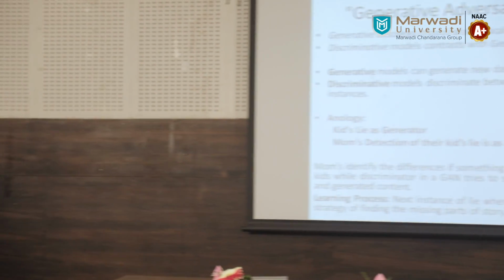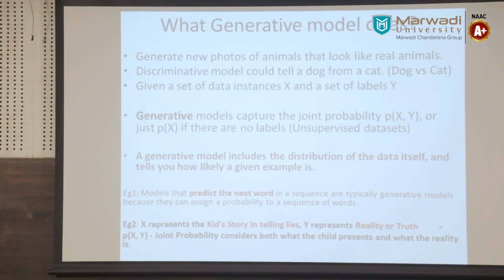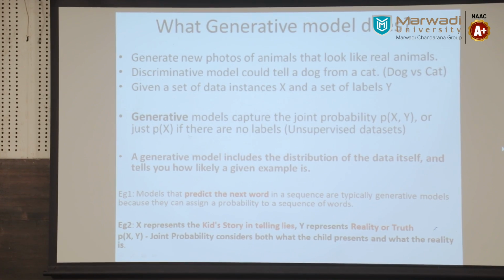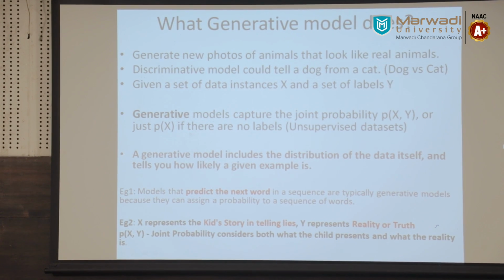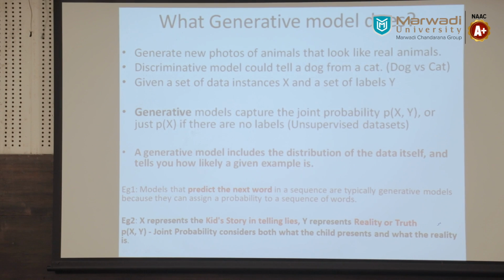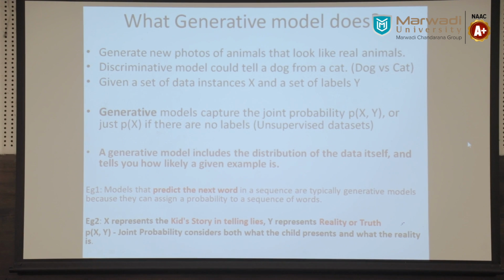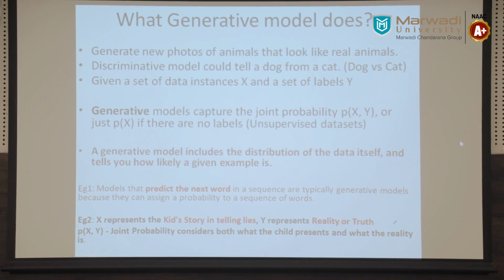So as I told, this is the generative model and the discriminative model. Basically the learning happens every day when we start telling lies. And let us assume that the generative model captures the joint probability P of X, Y. This is the only place where I'm going to use P of X and so on. So don't worry that she's going to give so much mathematics and bore us. The session will be lively, as you started laughing in the beginning. The very important part that you have to understand here is capturing the joint probability P of X, Y, or just P of X.